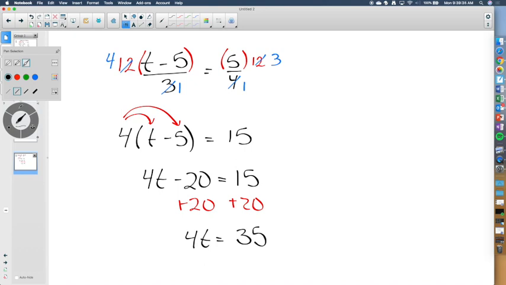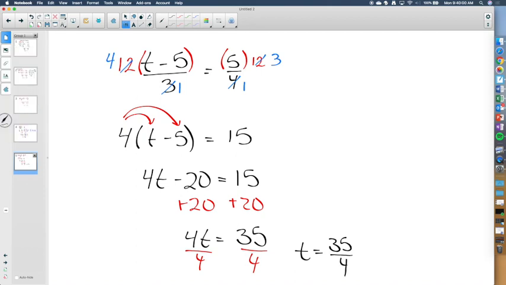And when we divide both sides by 4, here we go. That leaves me with t is equal to 35 over 4. So I didn't really have to work with any fractions until the end. I can get rid of them right at the beginning by getting that common denominator and multiplying both sides by that common denominator.